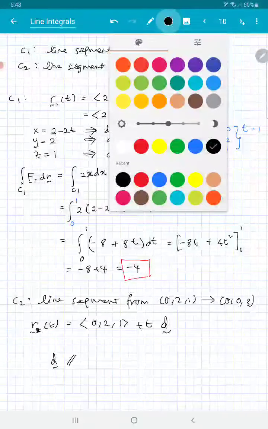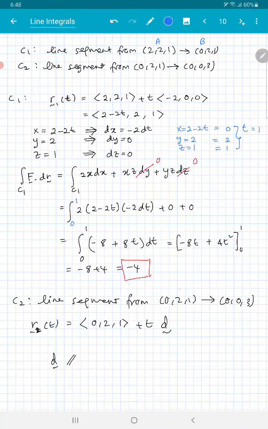Now let's say this is point B and this is point C. So our vector d will be parallel to vector BC. Now let's get vector BC from our 2 points on the line segment C2. What you do is you take the destination point minus the initial point. So in this case we have 0 minus 0, 0 minus 2, and 3 minus 1.